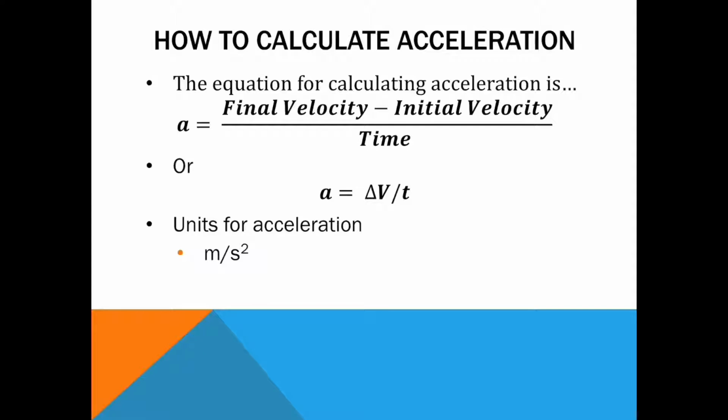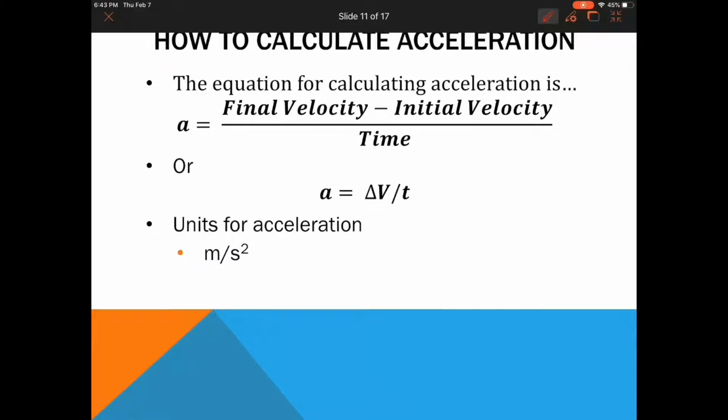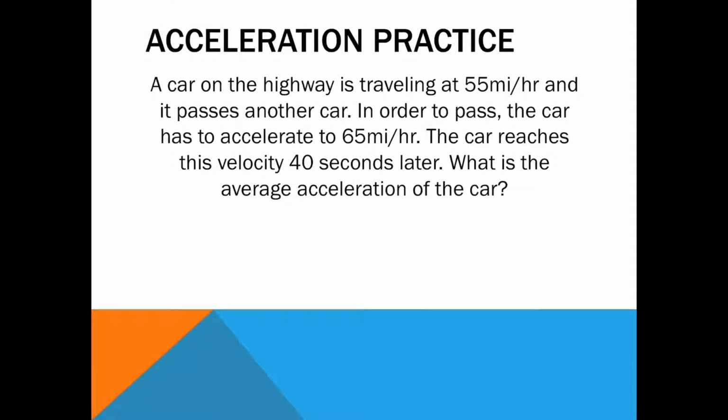So the equation for calculating acceleration is A equals final velocity minus initial velocity over time. Or A equals this delta symbol. If you don't know from math class, this means change in. So A equals a change in velocity over time. And your change in velocity is just this here. And our typical units for acceleration are meters per second squared. So now let's practice.